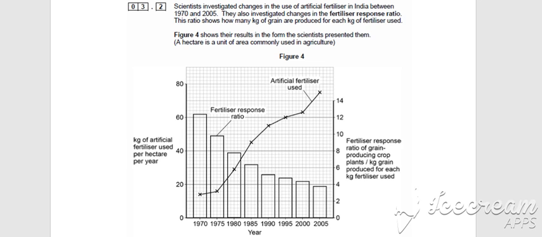3.2 Scientists investigated changes in the use of artificial fertilizer in India between 1970 and 2005. They also investigated changes in the fertilizer response ratio. This ratio shows how many kilograms of grain are produced for each kilogram of fertilizer used. And then figure 4 shows us how the data was presented.